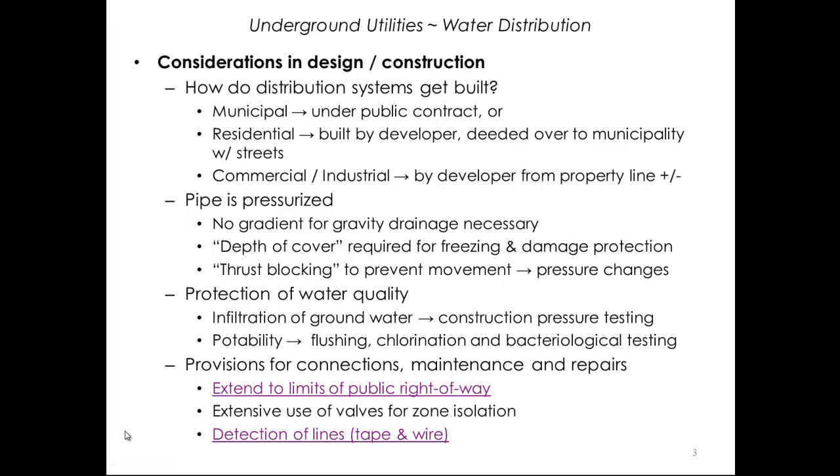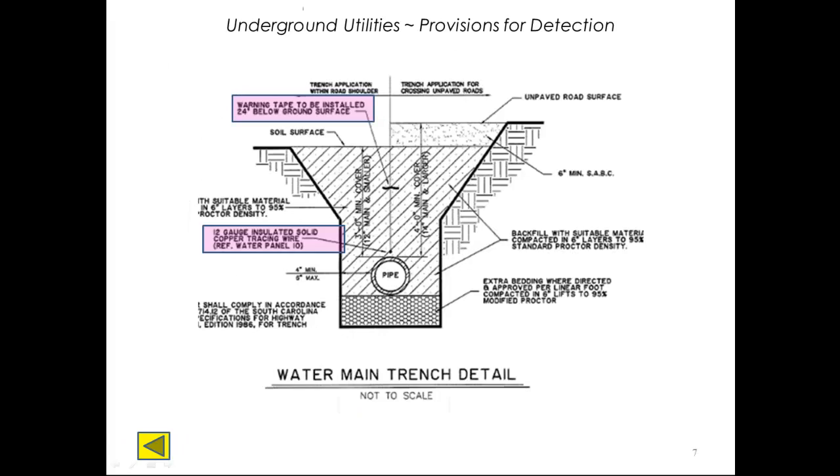In terms of future maintenance or repair work, you will find that many valves will be installed so that areas can be quickly isolated. And in terms of pipe location and prevention of accidental damage, many parts of the country require that a warning tape and wire be installed along a water line. And here's an example of that.